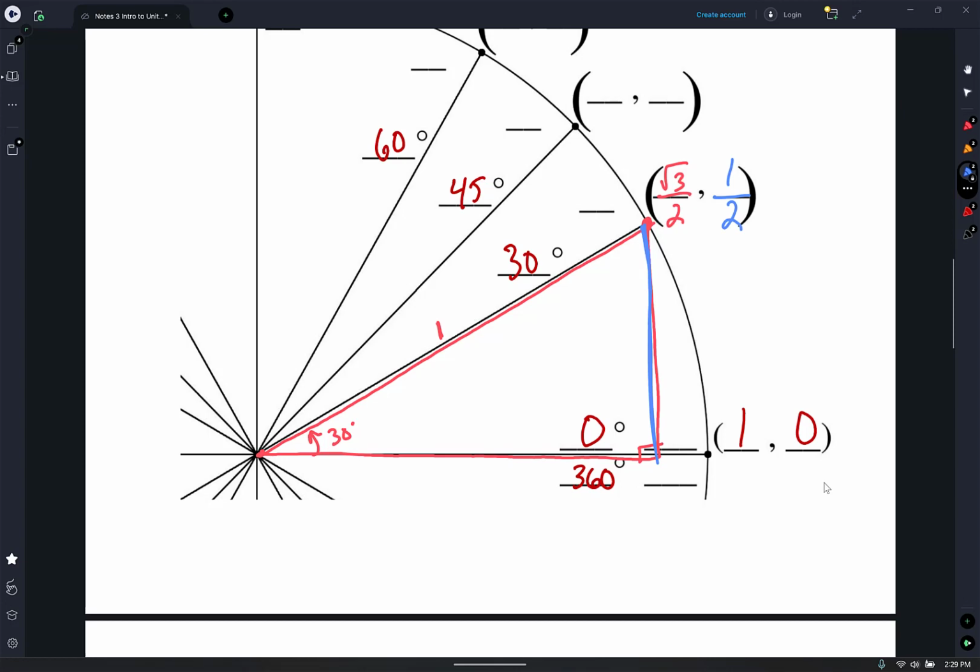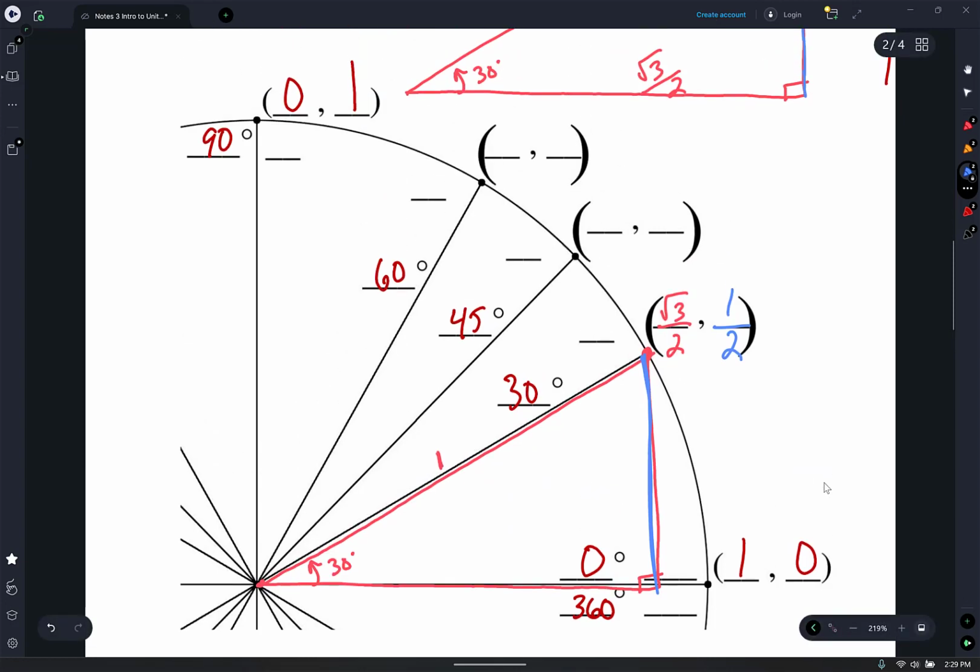Cool or not cool? There's another 30, 60, 90 triangle. It's this one right here in burnt orange. Hold on. I don't think it's the real one.